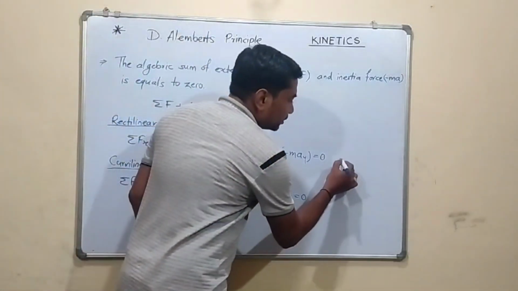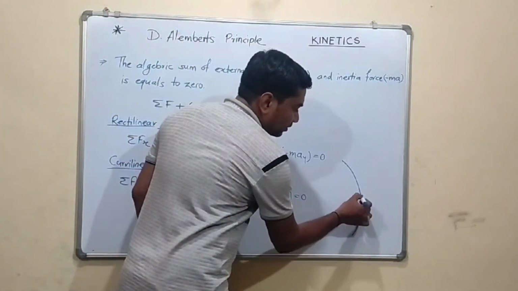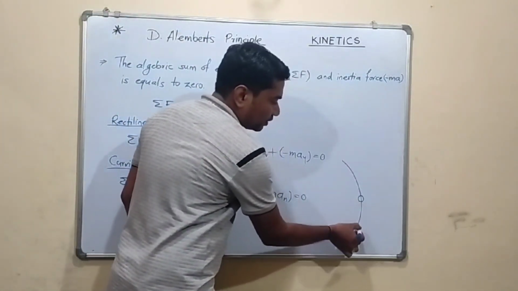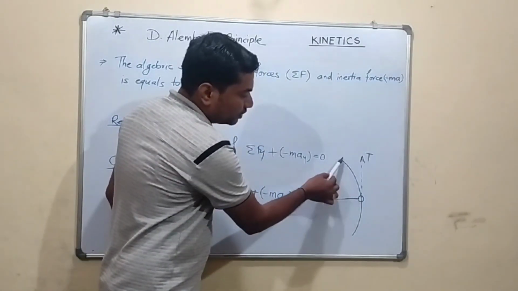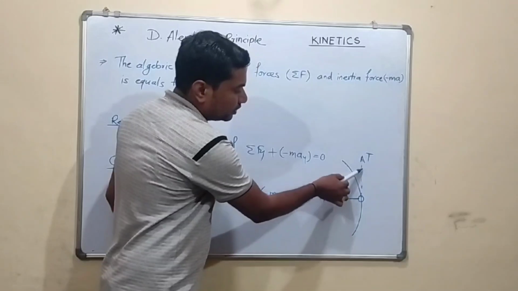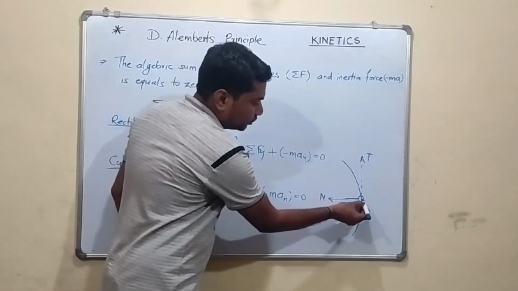Suppose this is the path traveled by the particle, and this is the particle. This is the normal of the curvilinear motion and this is the tangent of the curvilinear motion.